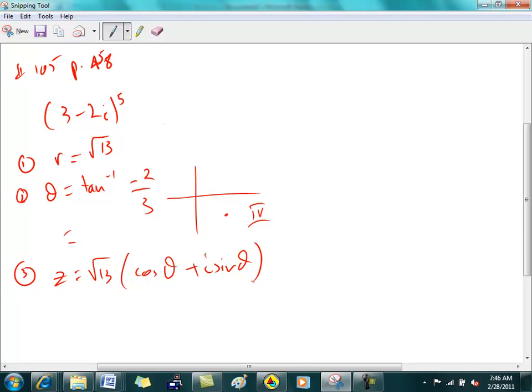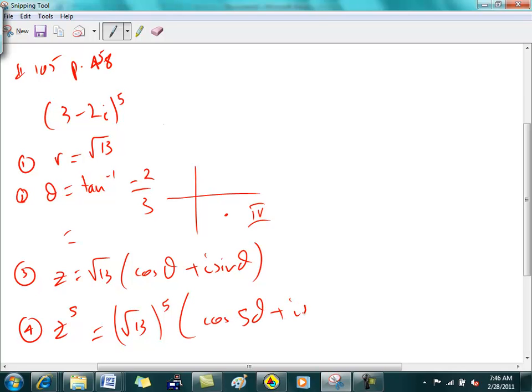Then I need to find z to the 5th. So that becomes root 13 to the 5th, times (cosine 5 theta plus i sine 5 theta), and then you just chuck this in your calculator. You put root 13 in your calculator, raise it to the 5th power, times cosine 5 theta, where you'll get theta from here. Do you want me to follow through with this, or are you okay on this?